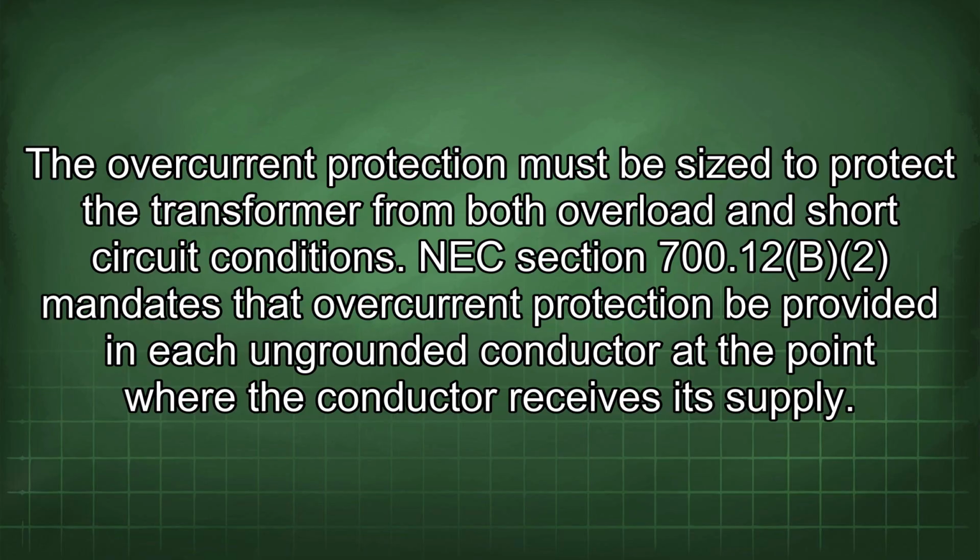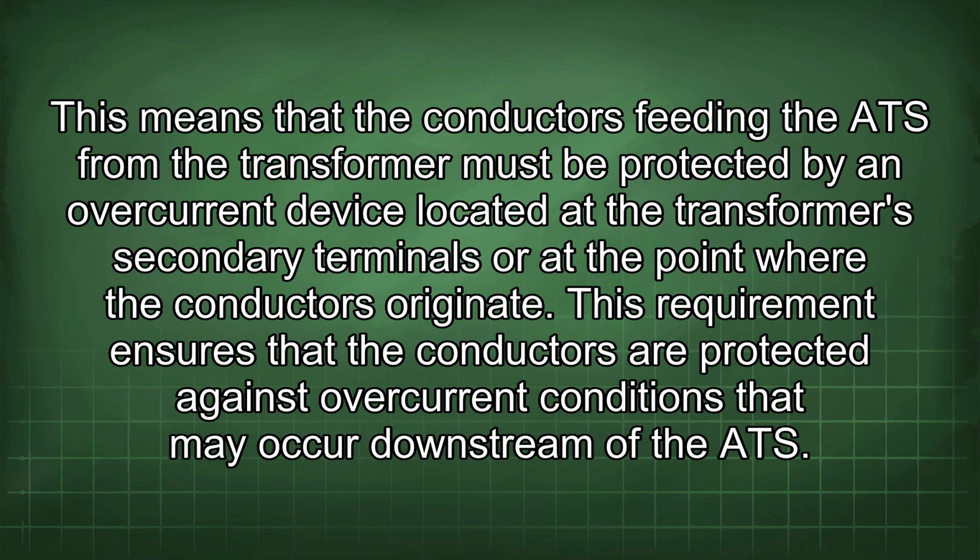NEC Section 700.12b2 mandates that overcurrent protection be provided in each ungrounded conductor at the point where the conductor receives its supply. This means that the conductors feeding the ATS from the transformer must be protected by an overcurrent device located at the transformer's secondary terminals or at the point where the conductors originate. This requirement ensures that the conductors are protected against overcurrent conditions that may occur downstream of the ATS.